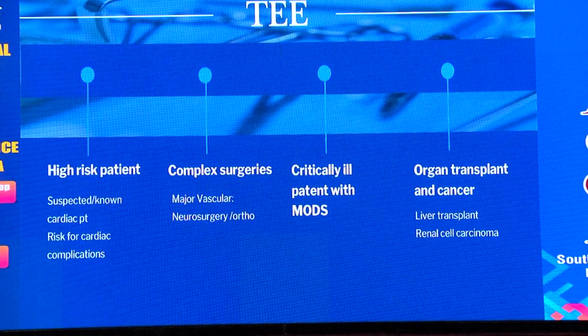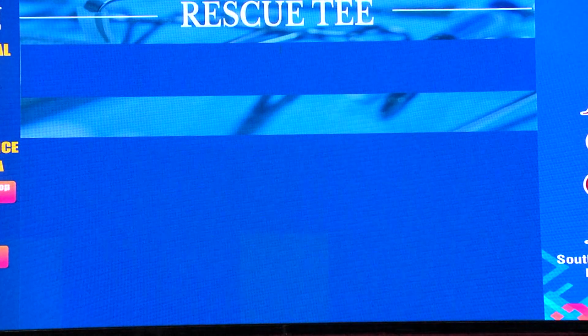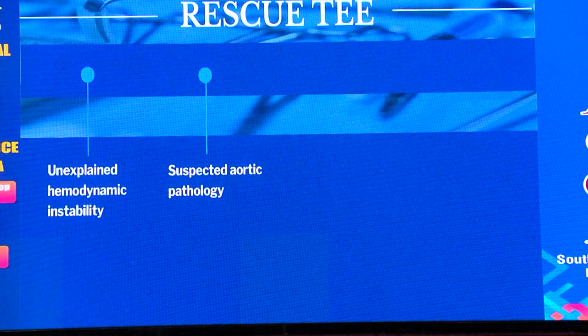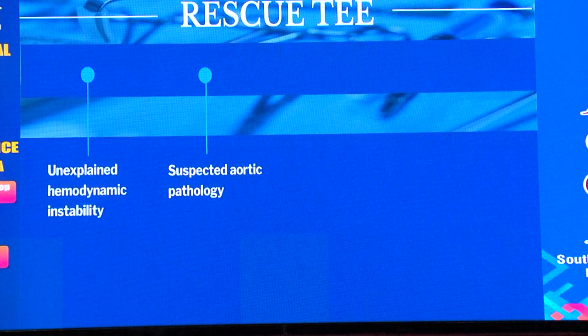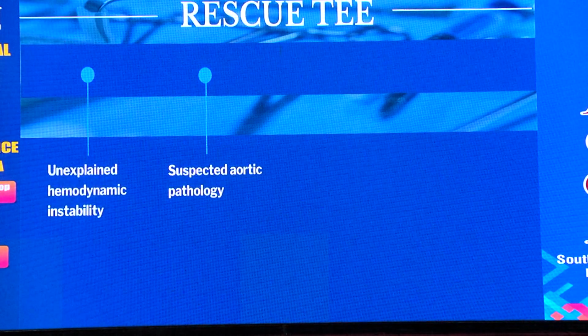Critically ill patients with MODS, TE is definitely indicated in organ transplant, liver transplant, and renal cell carcinoma. And the rescue TE protocol: unexplained hemodynamic instability with optimal medical management, you have to use rescue TE. Please go in for rescue TE first, you'll understand the main thing.